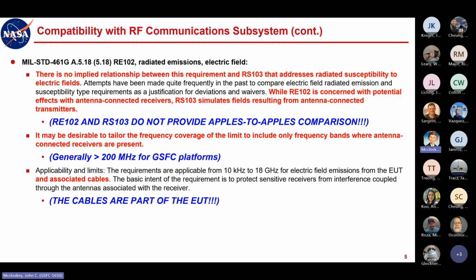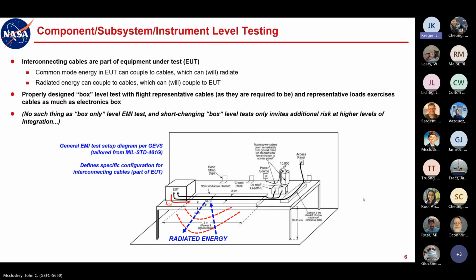And the remaining part of that section number just refers to the section in the main body of the document to which it applies. So 518 is RE102, and then A518 is the discussion in the application guide that provides a lot of this type of information. So anyway, just the cables are part of the EUT.